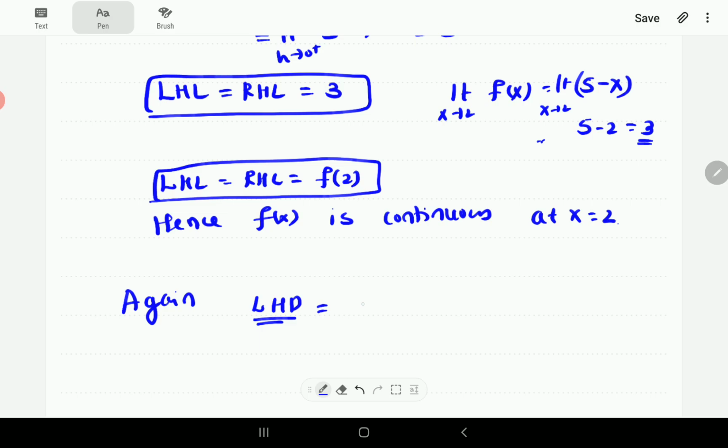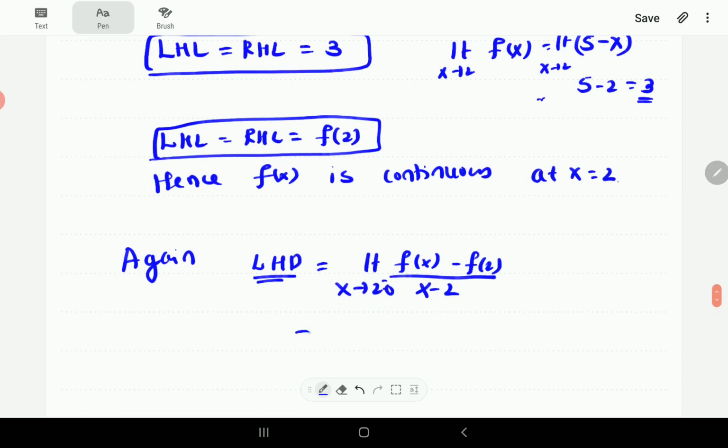This is now, by the definition we know, the limit of f(x) minus f(2), because at x equal to 2 we are discussing, as x tends to 2 minus 0. So as x is less than 2, our function is 1 plus x. So the limit of 1 plus x, minus f at the point 2, which we have already calculated, is equal to 3, divided by x minus 2, as x tends to 2 minus 0.